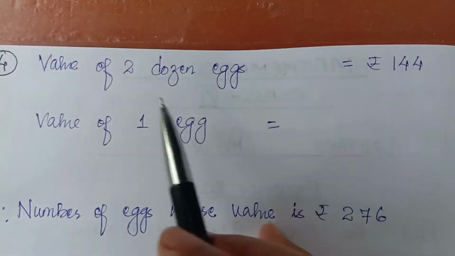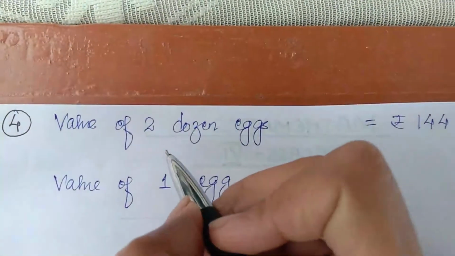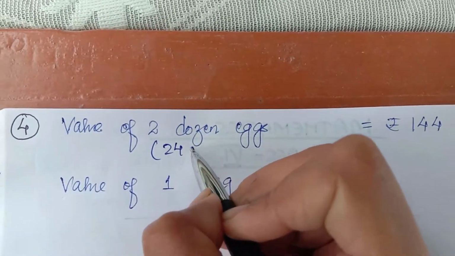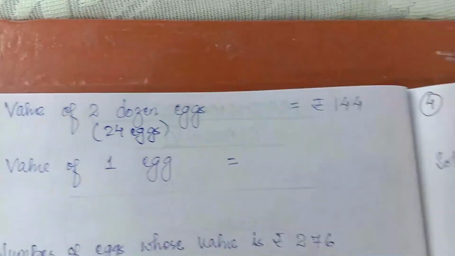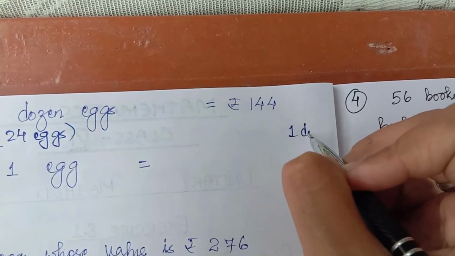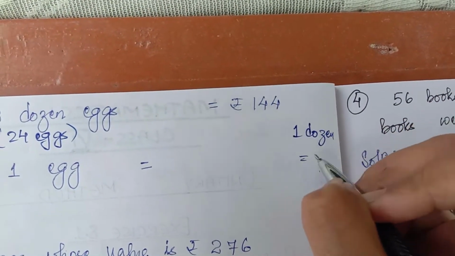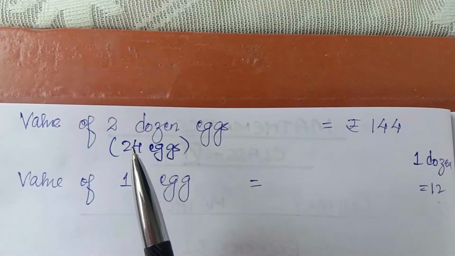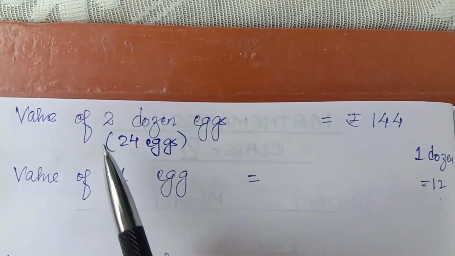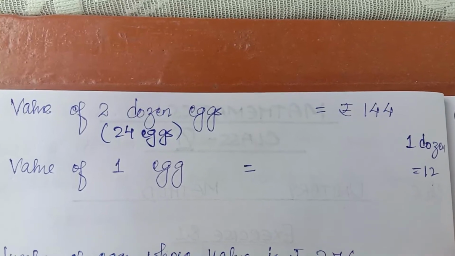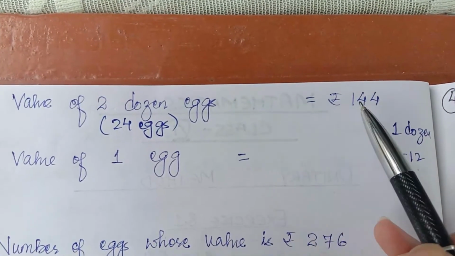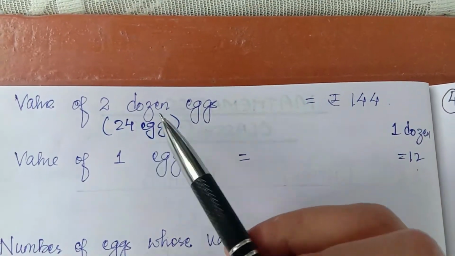Now number 4 is, the value of 2 dozen eggs. 1 dozen is 12. So in 2 dozen there are 24 eggs. The cost of 24 eggs is rupees 144. So we need 144 rupees to buy 2 dozen eggs.